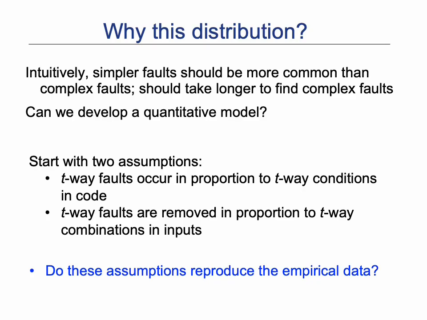The second assumption we'll make is that faults are removed in proportion to the T-way combinations in the test inputs or the inputs of usage, because again we need to reach the conditions that will lead to a fault. So the input combinations are critical in doing this. So let's look at that and see if we can use these assumptions to develop a model that will reproduce the empirical data in a reasonable way.